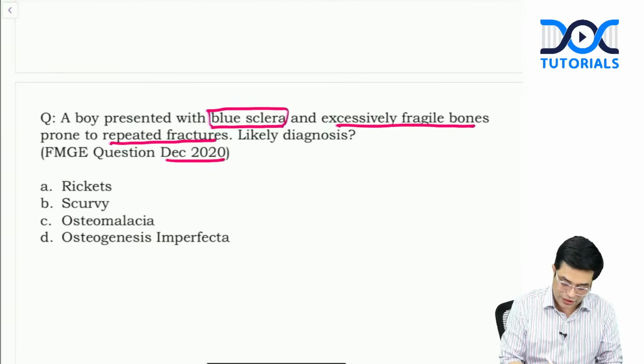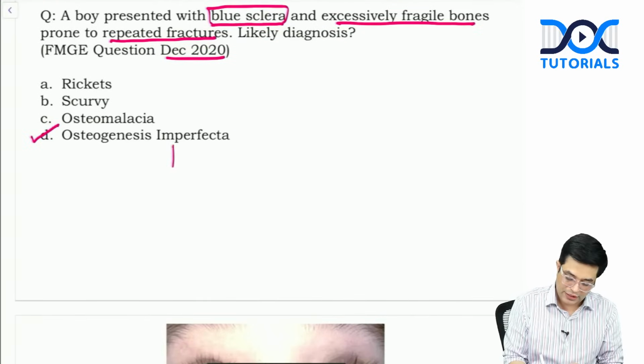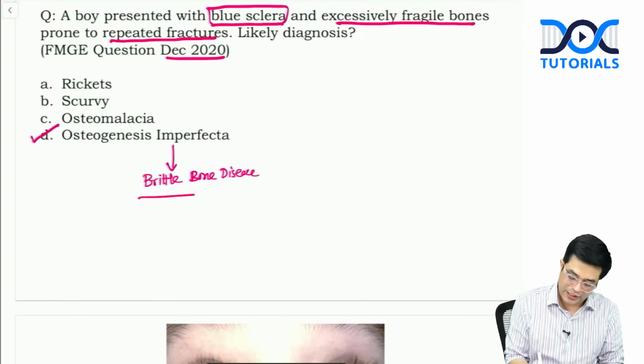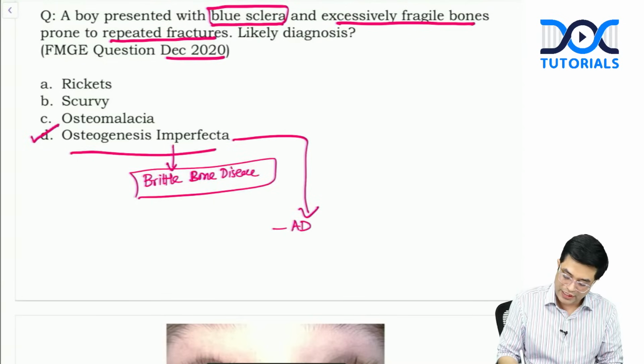it is a December 2020 question. Yes, it is osteogenesis imperfecta. Osteogenesis imperfecta is also known as brittle bone disease. So brittle bone disease, इसके बारे में 4 या 5 points कर लेते हैं. सबसे पहला, it shows autosomal dominant inheritance.